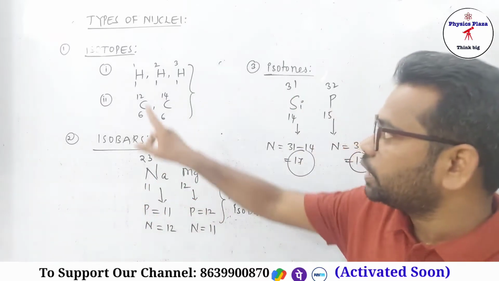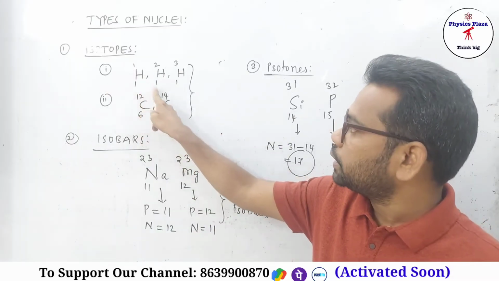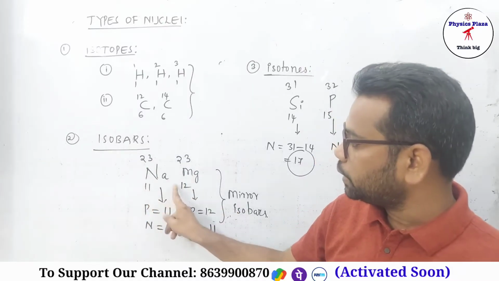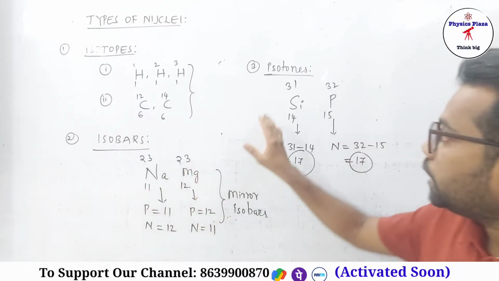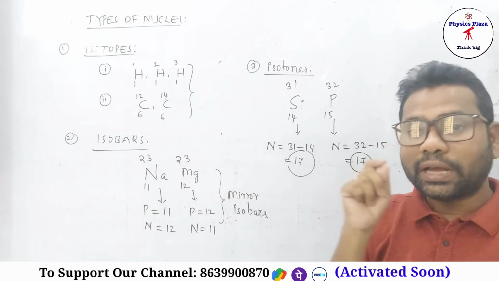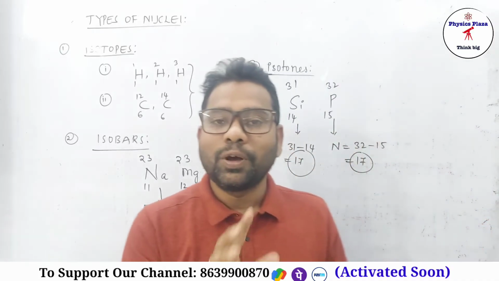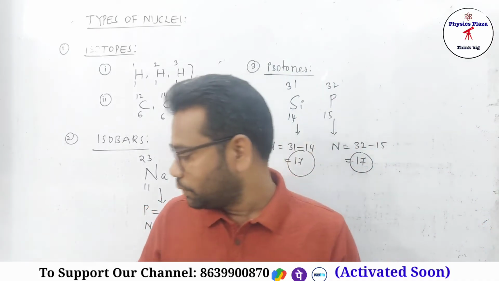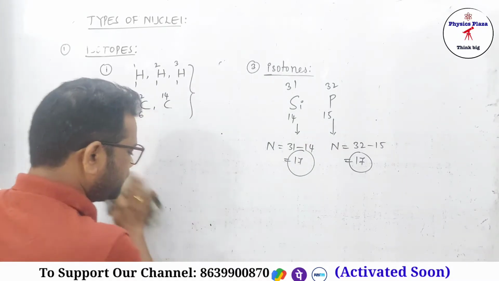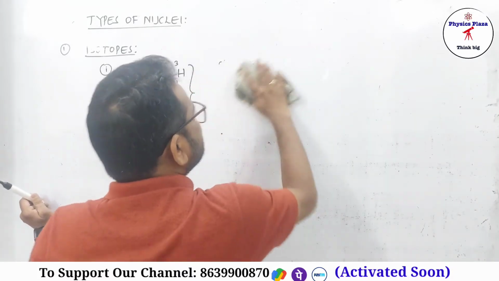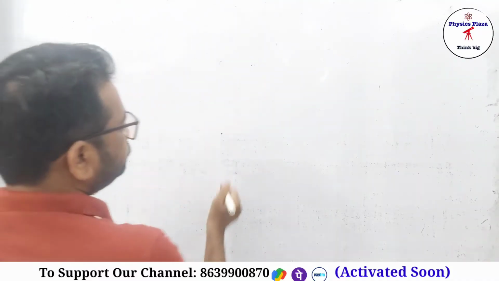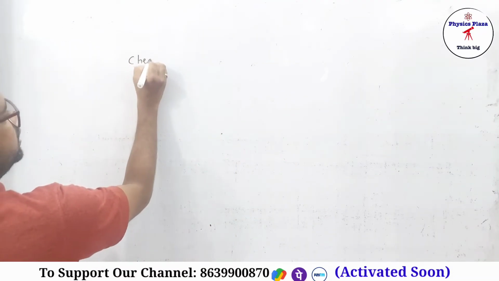Clear? Once again, children. What are isotopes? The atoms with the same atomic number, different mass number. What are isobars? The atoms with different atomic number, same mass number. What are isotones? Different atomic number, different mass number, but the same number of neutrons. Atoms in which the number of neutrons is the same are called isotones. Got it? Fine, children. Now, before discussing the radioactivity concept, we need to see the difference between chemical change and nuclear change. This is very important, children. So here let us say chemical change.